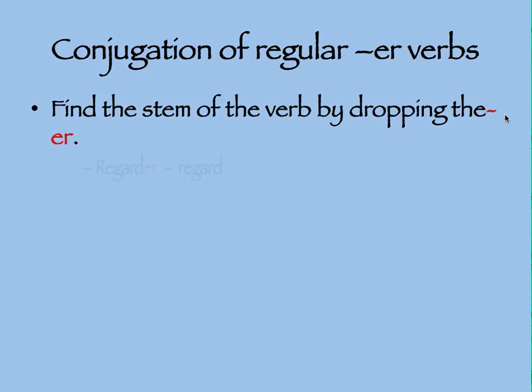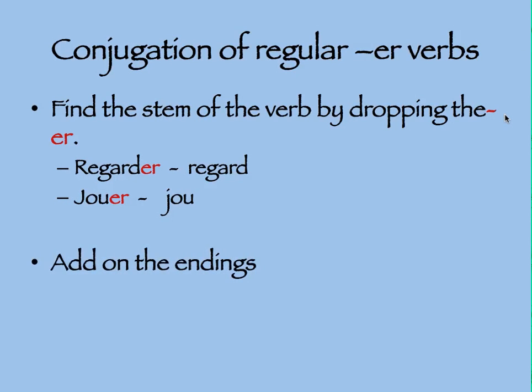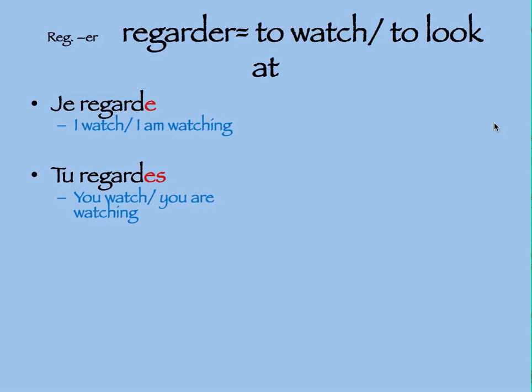So for example, regarder, if we drop off the ER, the stem is regarde, and for the verb jouer, it's joue. Once doing this, you then must add on the endings, and these must be memorized. Let's practice with the verb regarder. The je form, we add on an E to the stem, je regarde, and it means I watch or I am watching. For the tu form, tu regardes, you add on an ES, and it means you watch or you are watching.